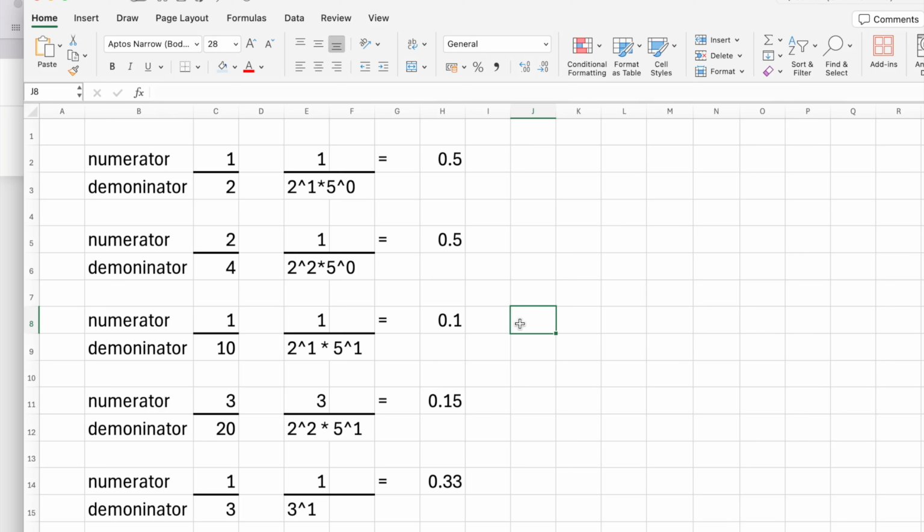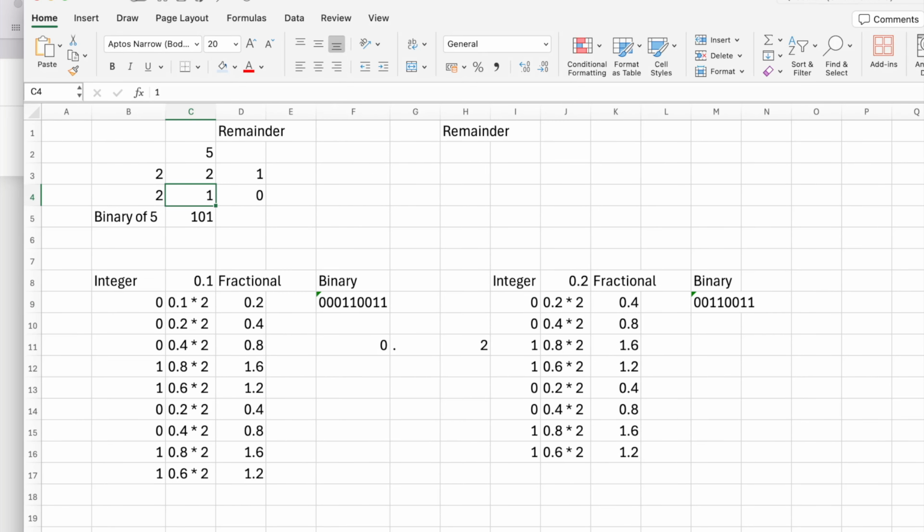Similarly, in the binary numbering system, if we have to convert a fraction into binary, what do we do? We have to keep multiplying it by 2. But until how long? I will explain.